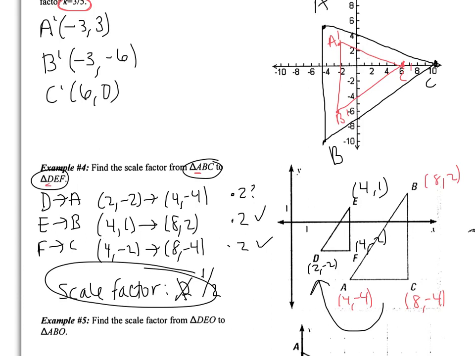Okay, so really, I should have looked at it going this way. From B going to E, from C going to F. When I go the reverse direction, rather than multiplying by 2, I'm multiplying by the reciprocal, 1/2. So you always have to see, am I making my figure bigger or smaller? Here I'm making the figure smaller, which is why the scale factor should be 1/2 instead of 2.